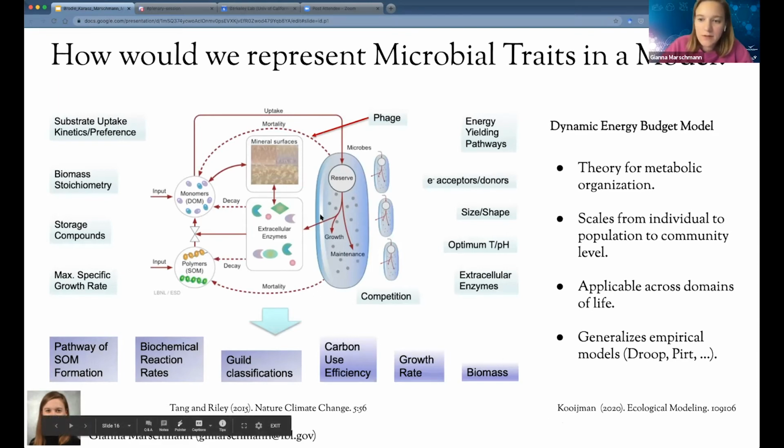It represents traits and trade-offs between traits in terms of mass and energy conservation as a main feature. So the way it works is that in the model, each microbe has a reserve pool made up of storage compounds, and these storage compounds are dynamically allocated on a stoichiometric and energetic basis to growth, maintenance, and other metabolic processes. Here, for example, by investing in extracellular enzymes or defense mechanisms against phages.